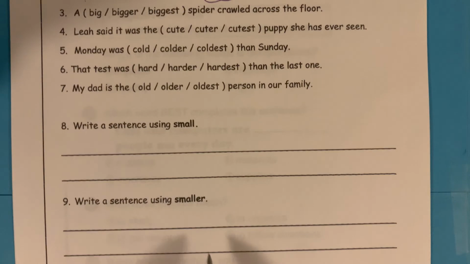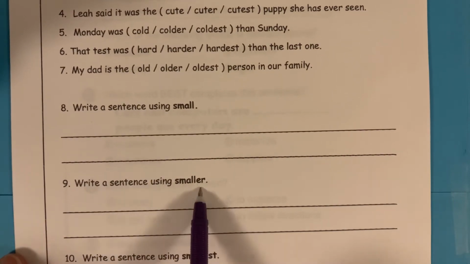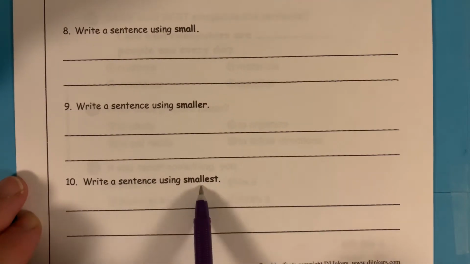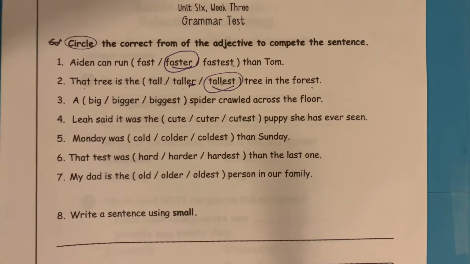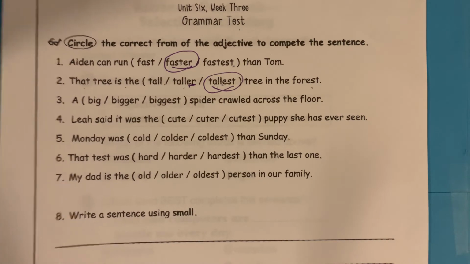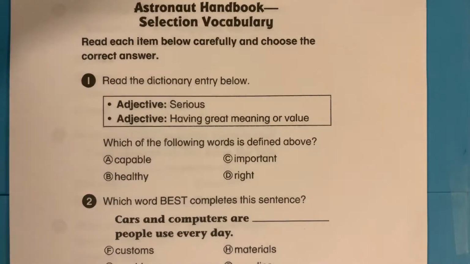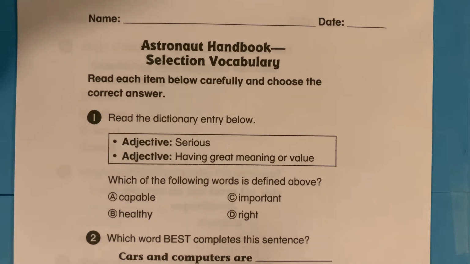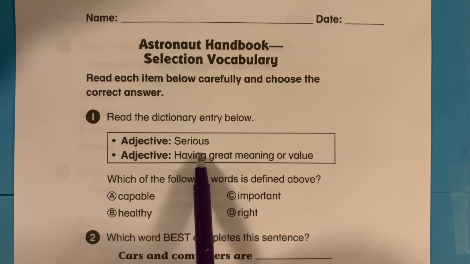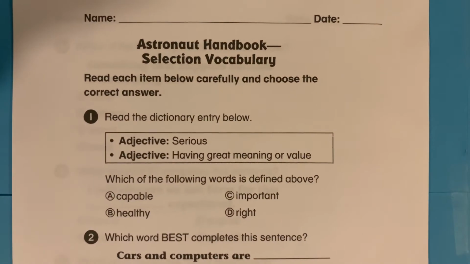Remember that you are going to be comparing 2 things with smaller, and you're going to be comparing 3 or more things with smallest. The last thing that you're doing today is you can go back to the Astronaut Handbook story that you listened to 2 days ago, and you can listen to it again. You can also read it in your learning pages from Wednesday, and then you're going to answer these questions about the story.